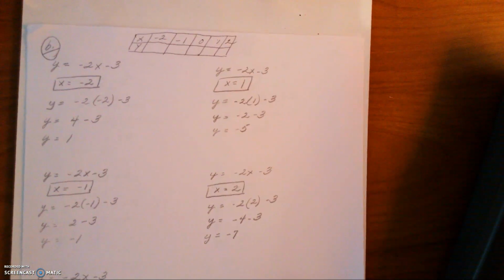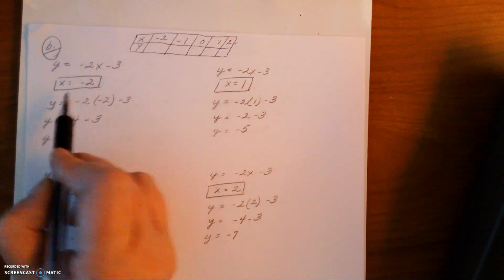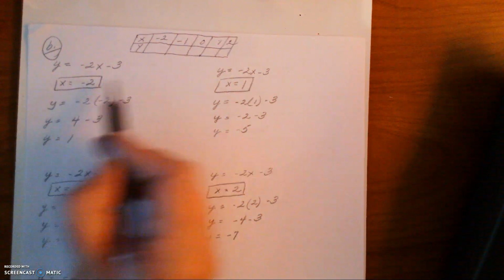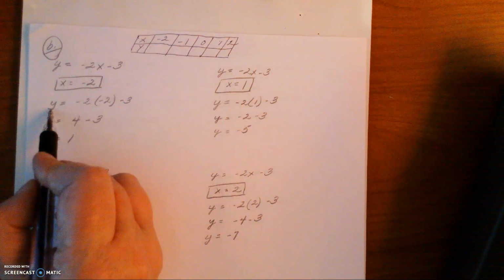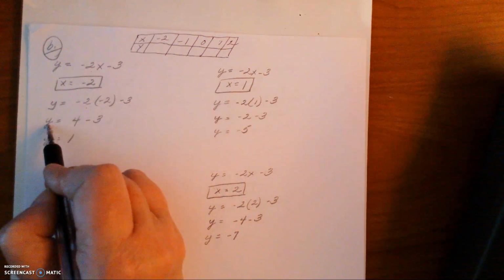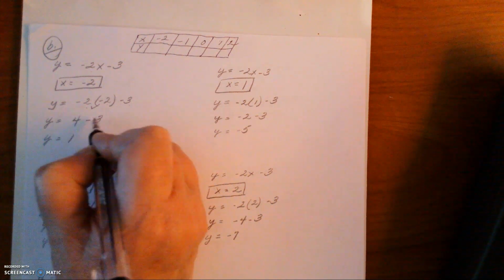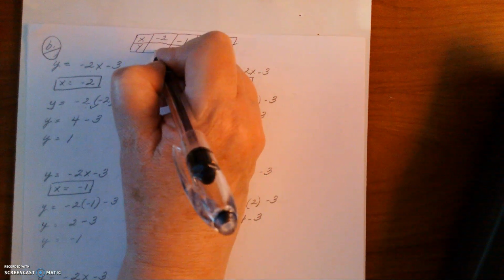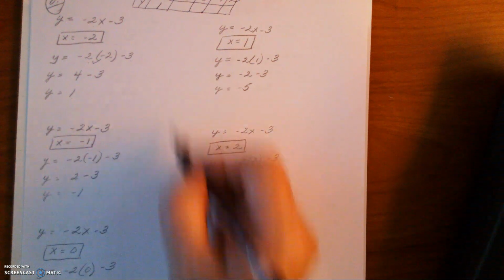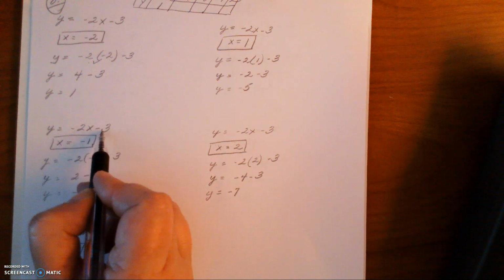Okay? So we were given the equation, y equals -2x minus 3. x is -2. Y equals -2 times -2 minus 3. Y equals -2 times -2 equals 4. Remember, two negatives make a positive. 4 minus 3 is 1. So we're going to put the 1 there. Okay? Again, I want you to review. And y equals -2x minus 3.